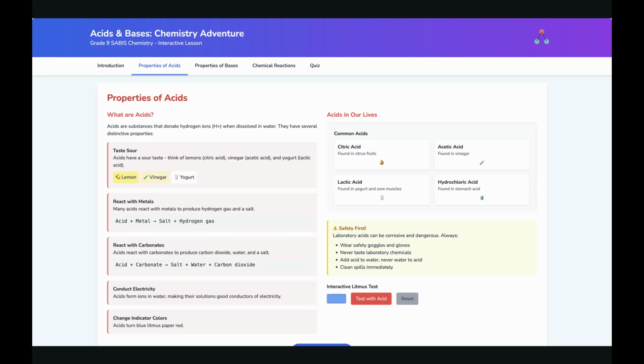The most common acids are citric acid, found in citrus fruits; acetic acid, found in vinegar; lactic acid, found in yogurt and sour milk; and hydrochloric acid, found in stomach acid.